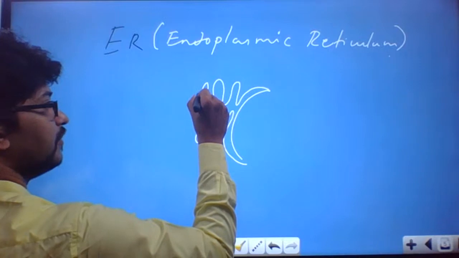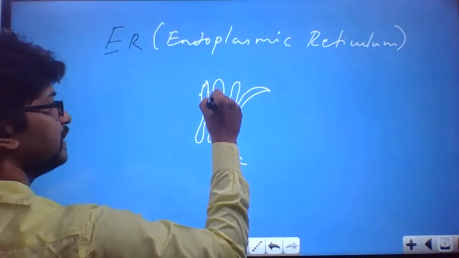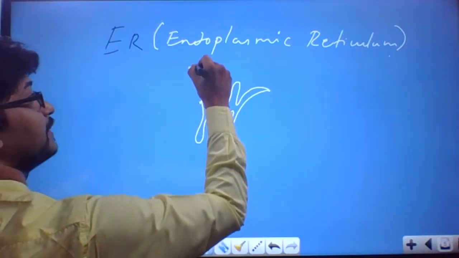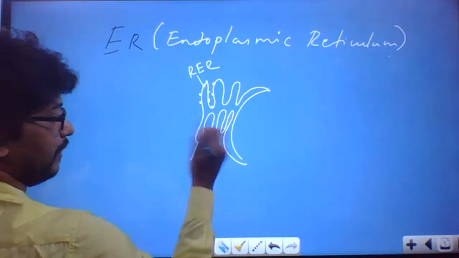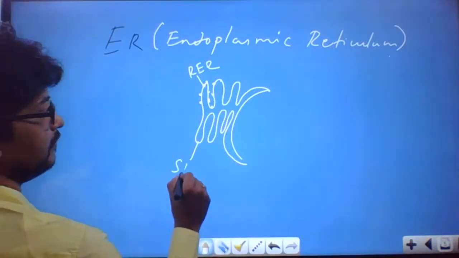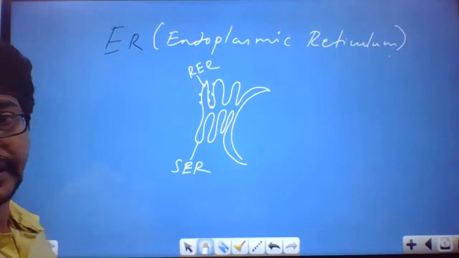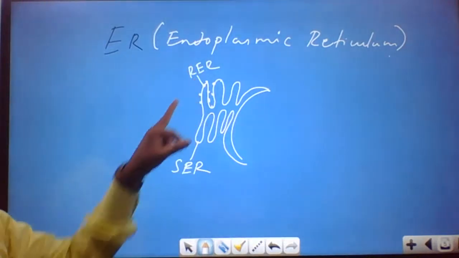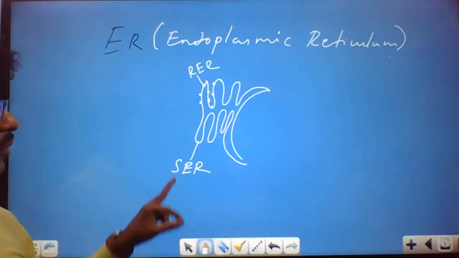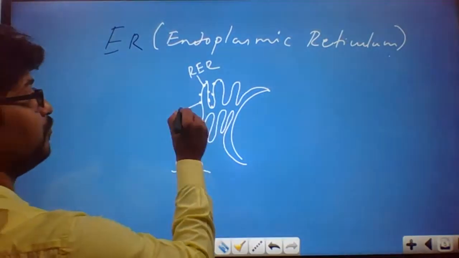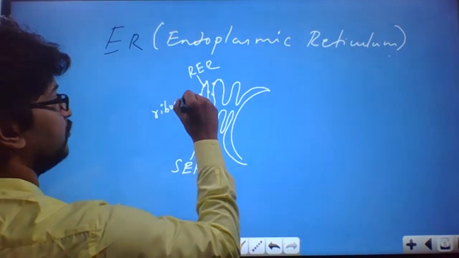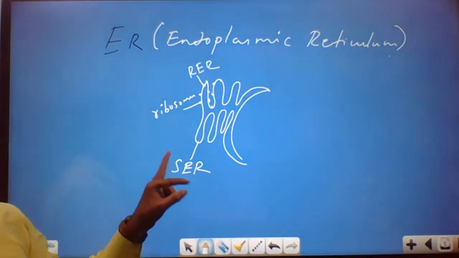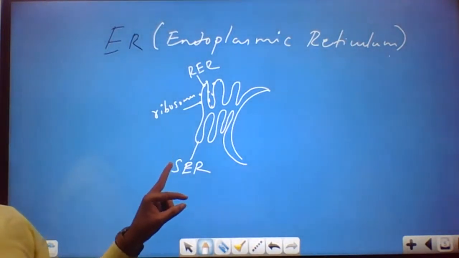Some endoplasmic reticulum will be rough in nature, and some smooth. So what does it denote? This is called rough endoplasmic reticulum, and the other part of the endoplasmic reticulum is considered to be SER, that is smooth endoplasmic reticulum. So it can be categorized as rough and smooth endoplasmic reticulum. In rough, you could see the presence of ribosomes on its membrane. This denotes rough endoplasmic reticulum. And in this case, you could not see ribosomes on its surface, so it is called smooth endoplasmic reticulum.